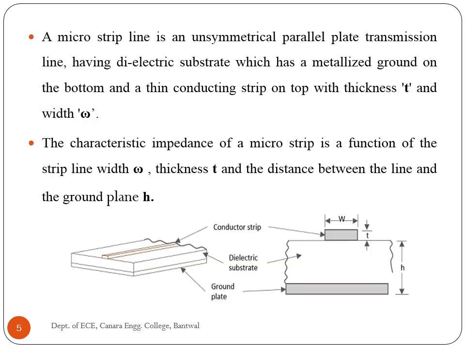A microstrip line consists of a conductor of width W, a dielectric substrate of thickness D, and permittivity. The presence of the dielectric concentrates the field lines in the region between the conductor and the ground plane, with some fraction being in the air region above the conductor, leading to quasi-TEM modes of propagation in which dispersion occurs as a function of wavelength. The characteristic impedance of a microstrip is a function of the strip line width, thickness T, and distance between the line and the ground plane H.